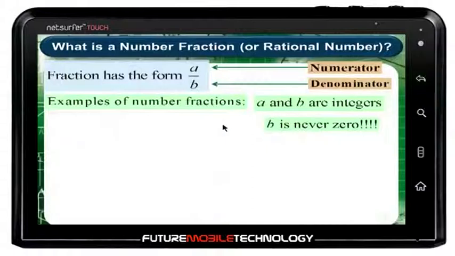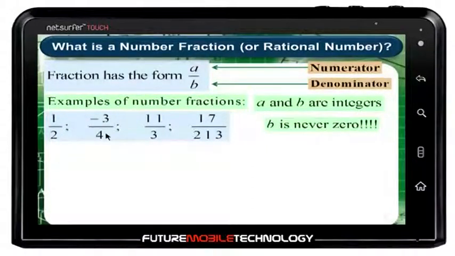Examples of number fractions. Let's have a look at a few well-known examples, like a half, minus 3 over 4, 11 over 3, 17 over 213, and many more, infinitely many more. Also remember that the negative for a number fraction can either be above the line in the numerator position, or I can decide to put the minus below the line with the 4. It will be exactly the same number fraction, or normally it's just put in front of the number fraction to indicate that it's a negative number fraction.